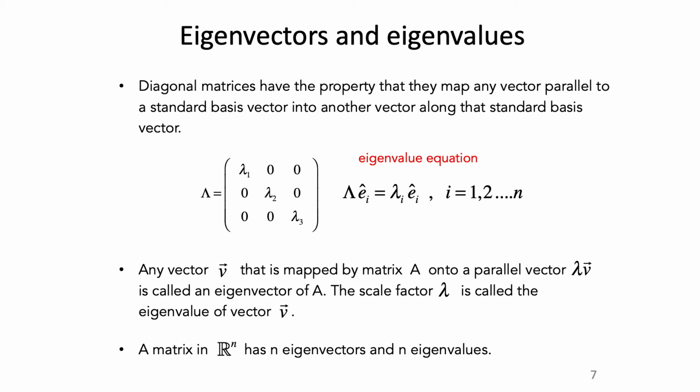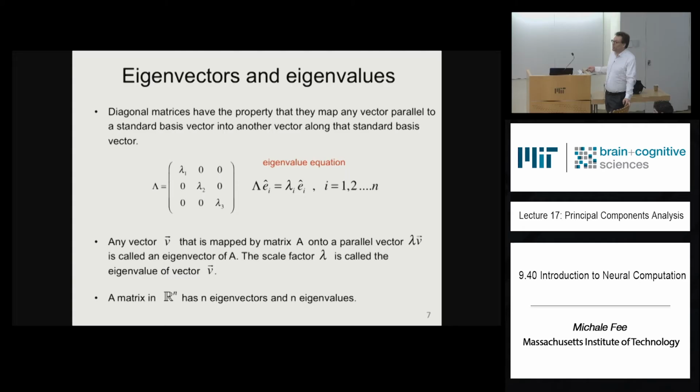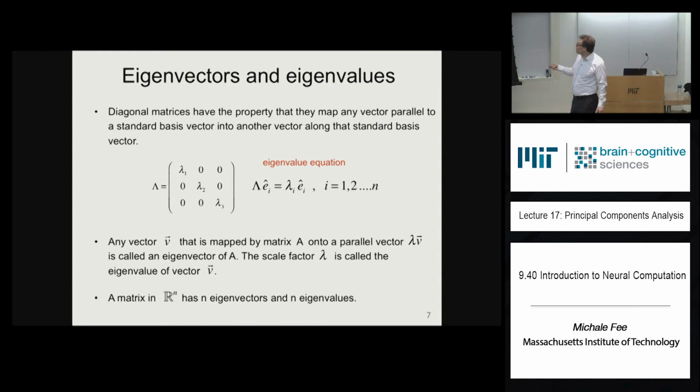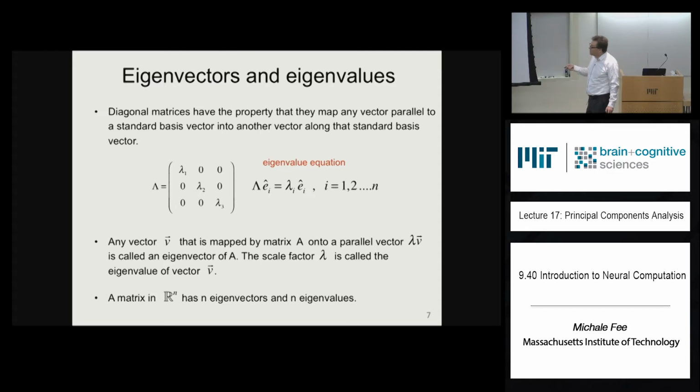Okay, so typically an n-dimensional matrix has n eigenvectors and n eigenvalues. Oh, and I forgot to say that the scale factor lambda is called the eigenvalue associated with that vector v. Okay?